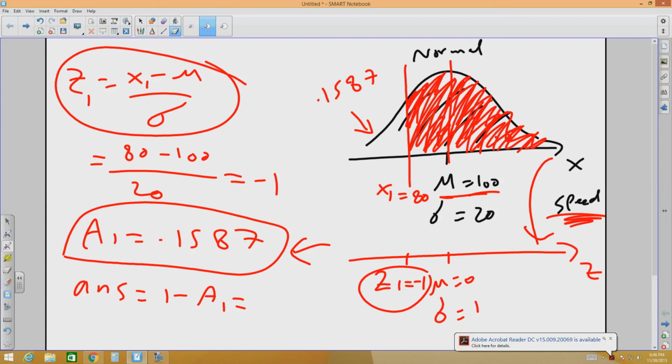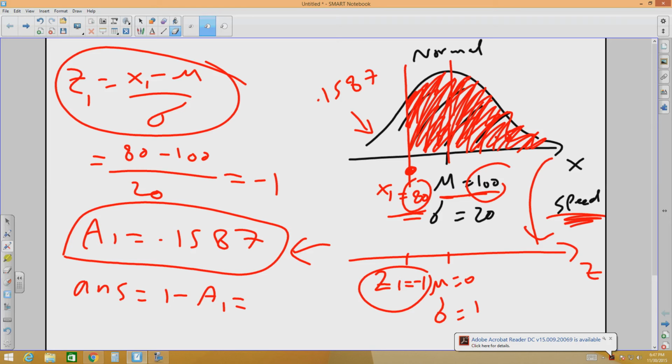Z is like always the Z on the left side. By the way, there are two things: the direction of the Z, or X, and the direction of the area. You ask yourself, first, is the X on the right or left of the mean? Second, is the area to the right or left of X? In our case, the X itself, because it's 80, smaller than 100, is going to be on the left of the mean. But the area itself is on the right.